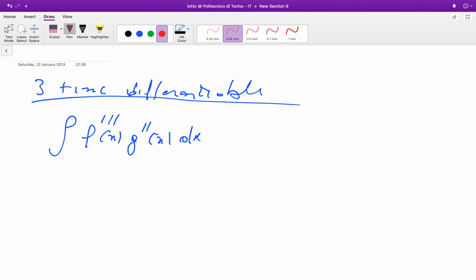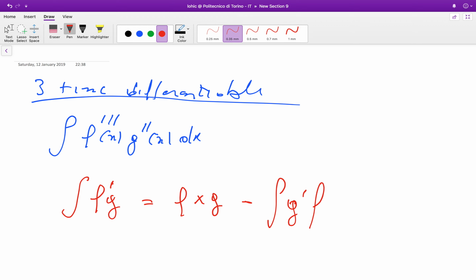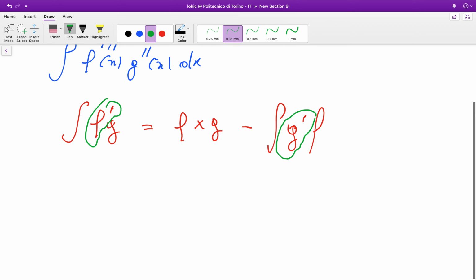What the integration by parts formula says is that if you have the integral of f prime times g, it will be f multiplied by g minus the integral of g prime times f. Look at the position of the prime. At the beginning the prime is on f, and at the end the prime is on g. This is the trick.